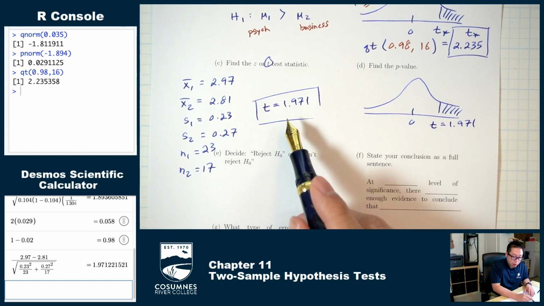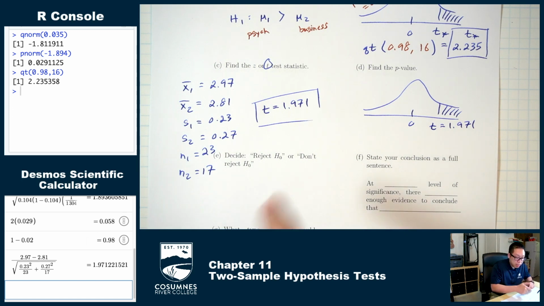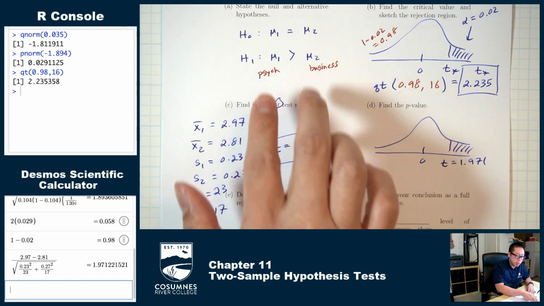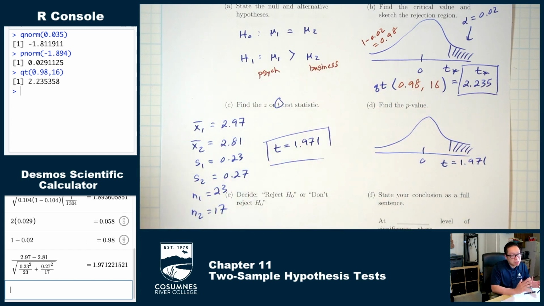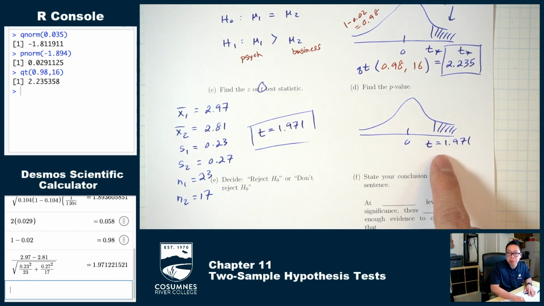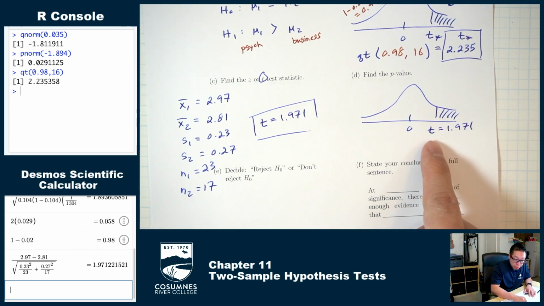I do expect a positive to match my picture that's shaded to the right. If you're getting a negative answer here, what probably happened is you mixed up your ones and twos. Which is okay. Just make it positive to make it match the picture. Okay, so this is shaded to the right. I expect this to be positive, so make sure it's positive.